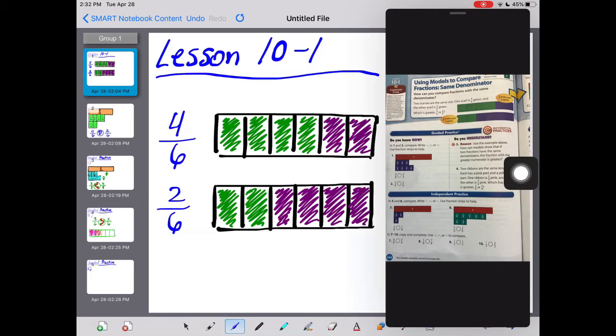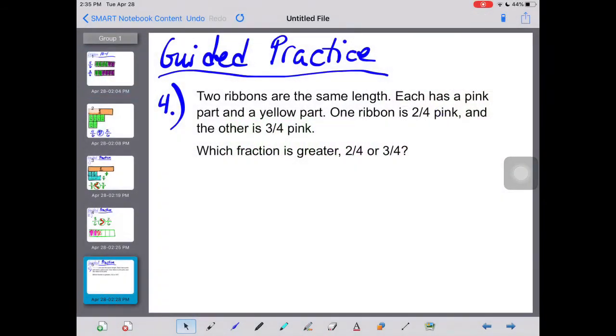Let's go to number 4. Let's take a look at number 4 in guided practice together. It says that 2 ribbons are the same length. Each has a pink part and a yellow part. One ribbon is 2/4 pink, and the other is 3/4 pink. Which fraction is greater, 2/4 or 3/4?